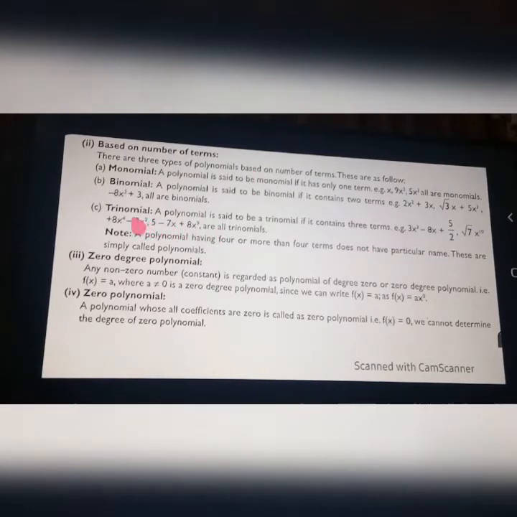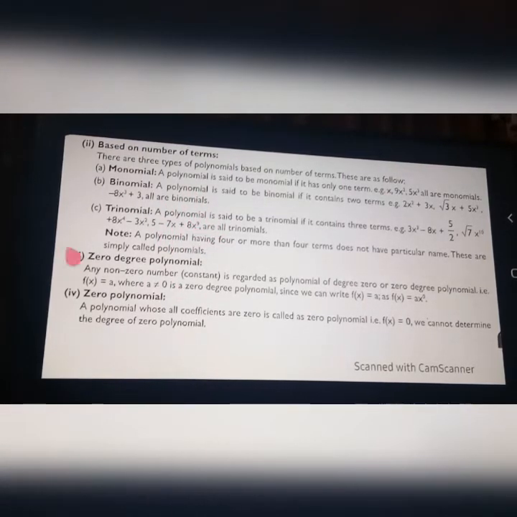And next one, third one, trinomial. A polynomial is said to be trinomial if it contains three terms. So, first term 3x cube, second term 8x, and third term 5 by 2. How many terms? Three terms. Here, root 7 x raised to 10, 8x raised to 4, 3x square. How many terms? Three terms. And here, three terms. So three terms we are calling trinomial.